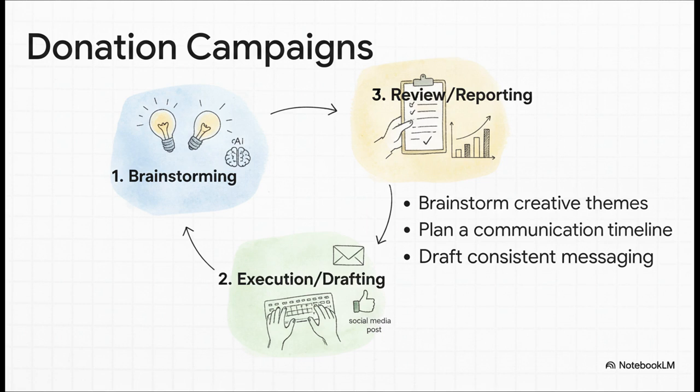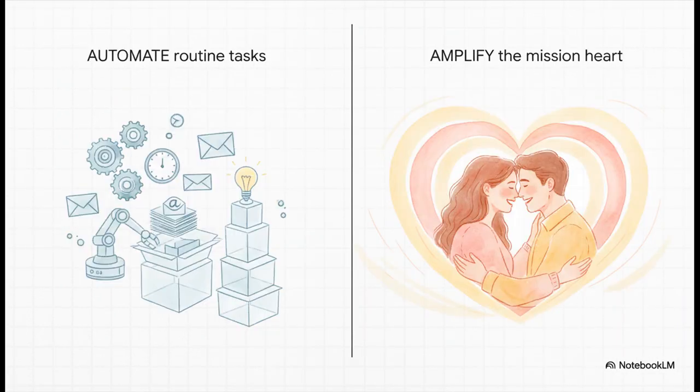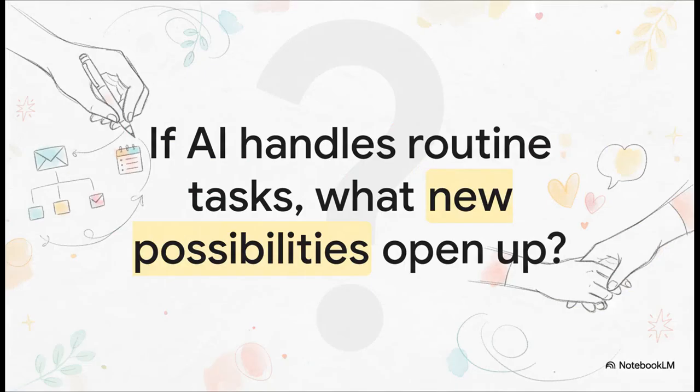So, what's the big takeaway from all this? The goal is to use AI to amplify, not automate, the heart of your mission. It's a tool to handle the routine, repetitive stuff so that you and your team have more time and energy for what really matters, building genuine relationships and connecting with your community. And that really brings us to a final, crucial question I want to leave you with. If AI is handling the routine tasks, what new possibilities can you and your team create? What new programs could you launch? What deeper relationships could you build? That is the real power of this technology.